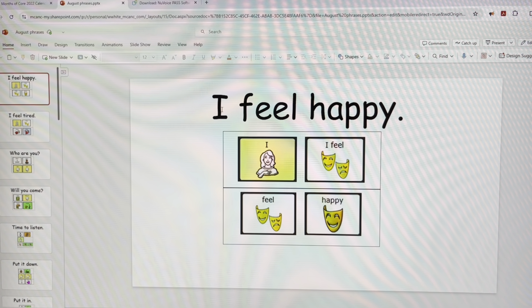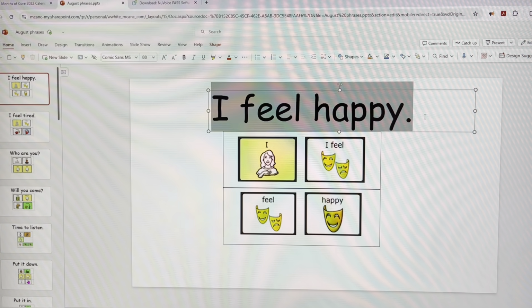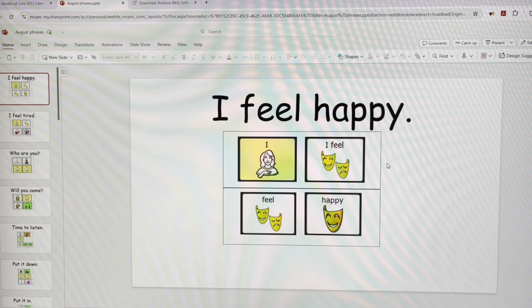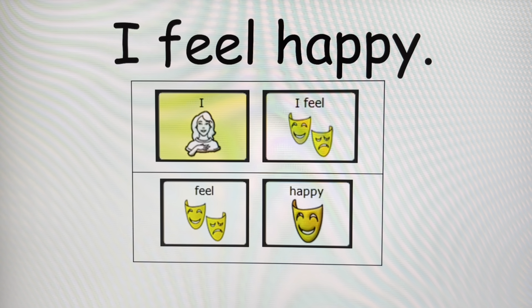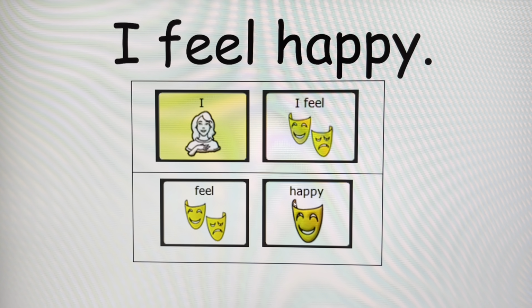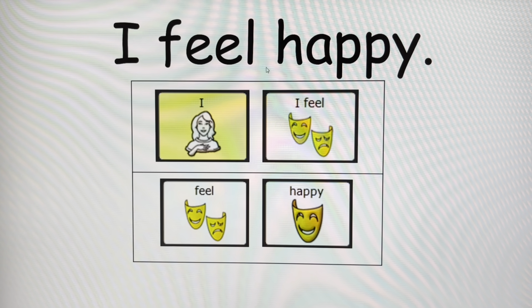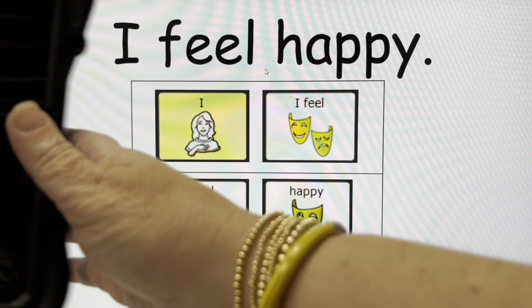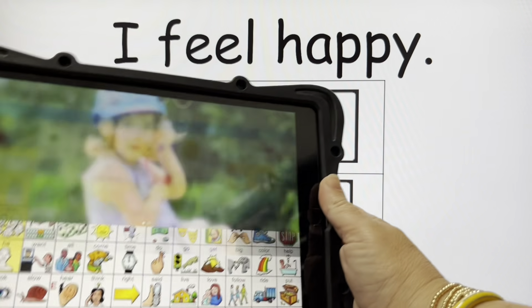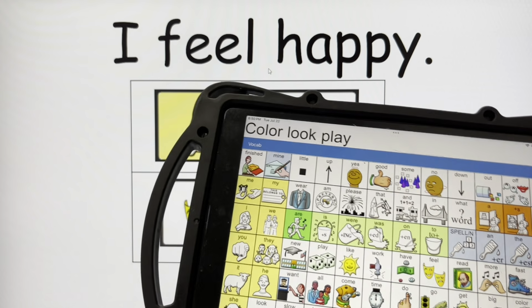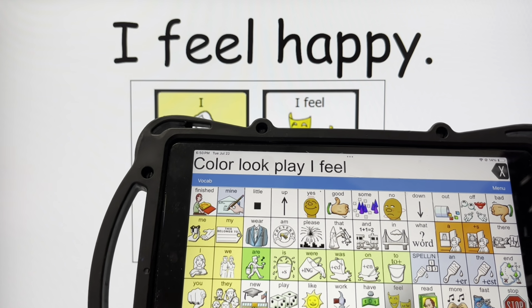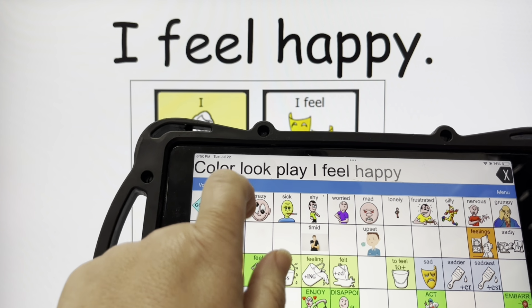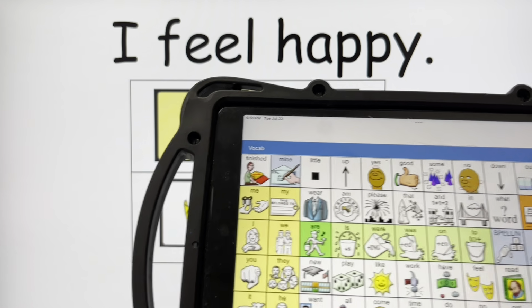For example, this morning I told the students, I feel happy, because when I came into school this morning, it was only 80 degrees and there was a light breeze, and I was so excited. I feel happy. And I would also take my device and I would share, I feel happy.